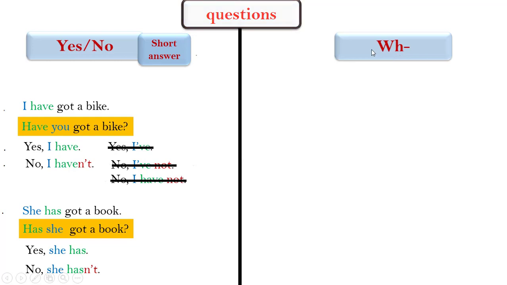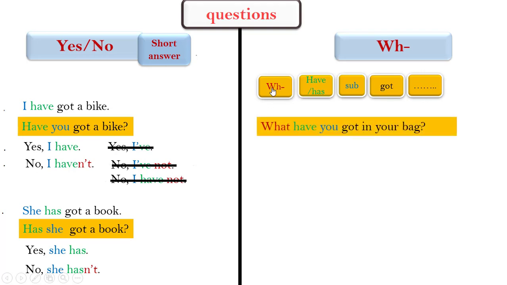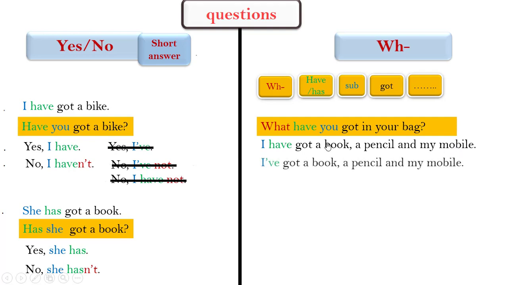For WH questions, for example, we start with a WH word: what, why, how, where, all of them. After that, have or has, then subject, then got, after that, the noun. What have you, subject, got in your bag? So here we say, I've got a book, a pencil, and my mobile. Contraction: I have got, I've got.